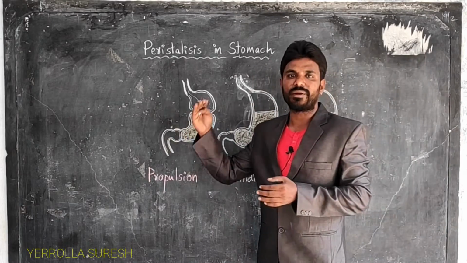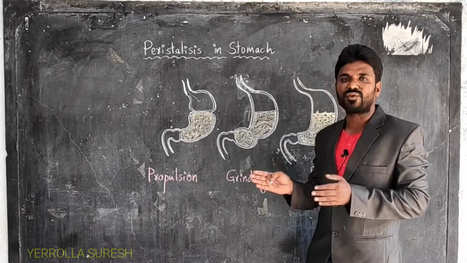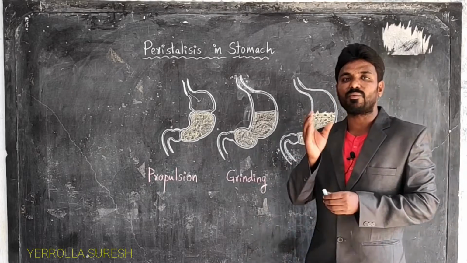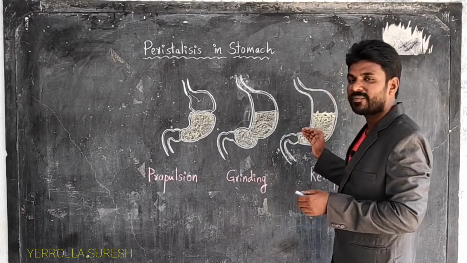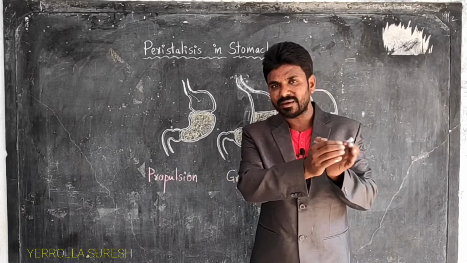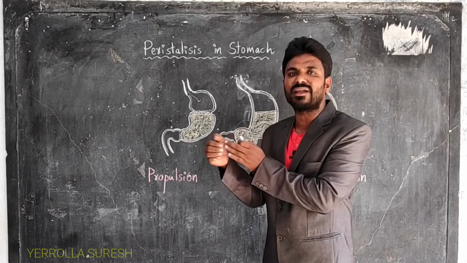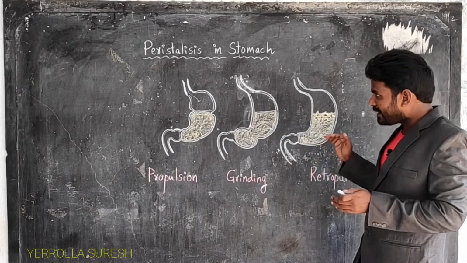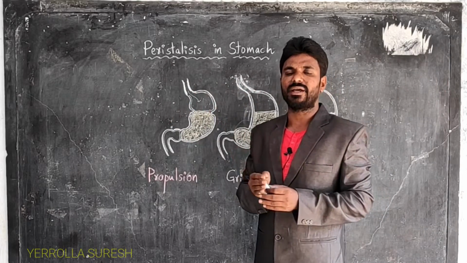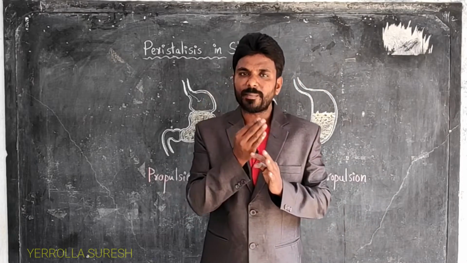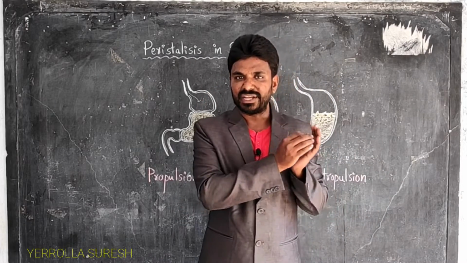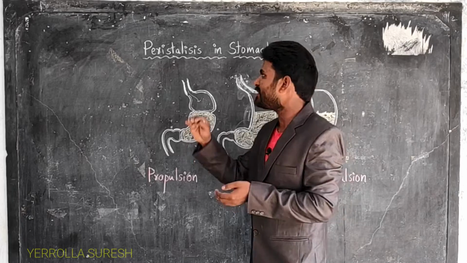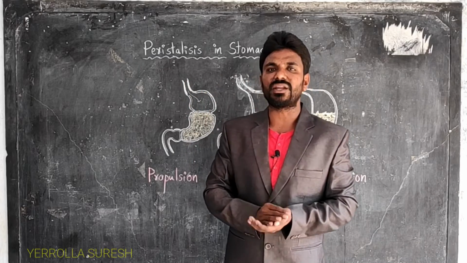By propulsion, food material enters the stomach. By grinding, the food material is ground thoroughly. And by retropulsion, only a small amount of partially digested food material, that is chyme, enters the small intestine, and the remaining food material is drawn back into the stomach and the pyloric sphincter again gets closed. Like this, peristalsis in stomach is involved in proper churning of food material, grinding it, and sending it into the small intestine. All these functions are going on because of peristalsis in stomach. This is what the peristaltic movements in stomach are.